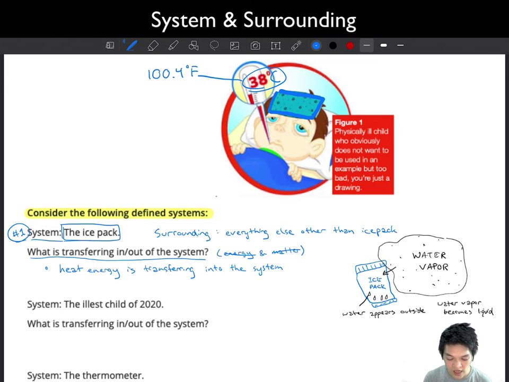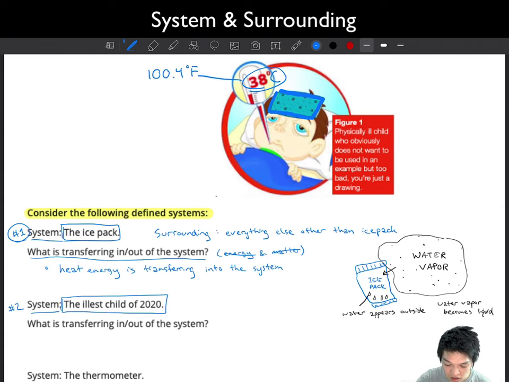Okay. So that's only if we define the system to be the ice pack. What if we define the system to be something else? Right? So here's the second example. What if we said that the system is now the illest child of 2020? So now the kid is the system.